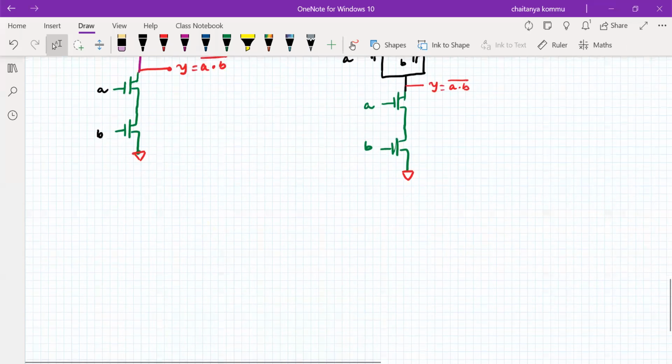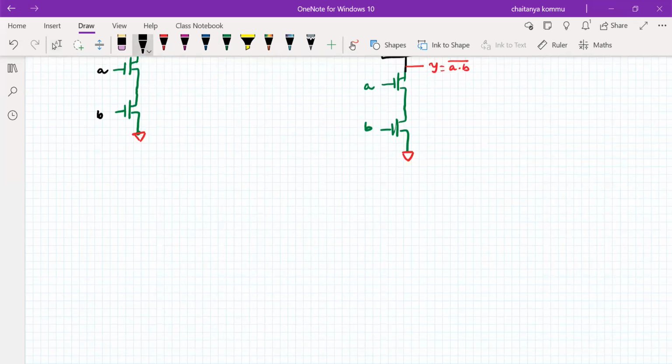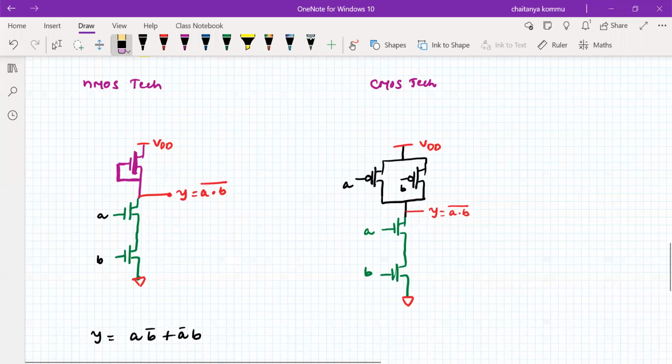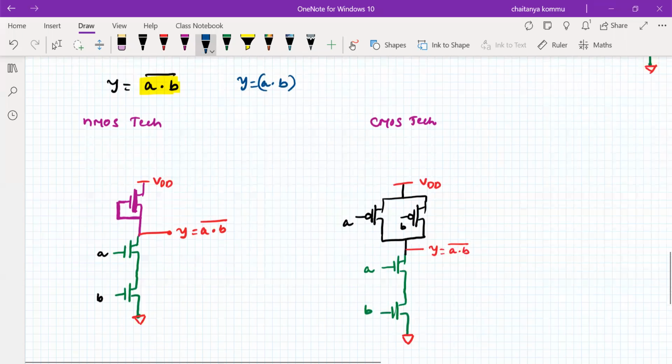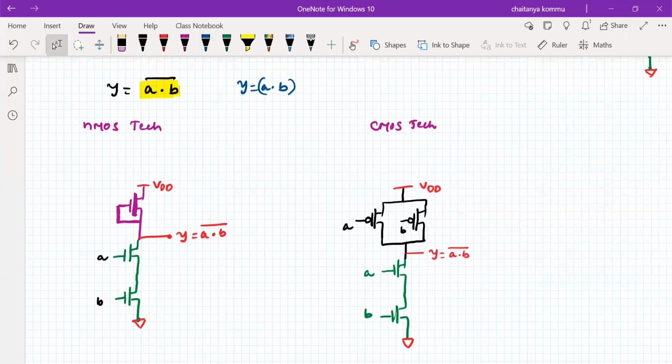So let us talk about another one. For example, Y is equal to AB bar plus A bar B, or AB plus A bar B whole bar. Suppose Y is equal to AB, I want to have it, not whole bar. If you are using the generalized architecture, having the pull up and pull down network, it always gives you the complementation. So if you want to have A dot B, we have to place one inverter here.